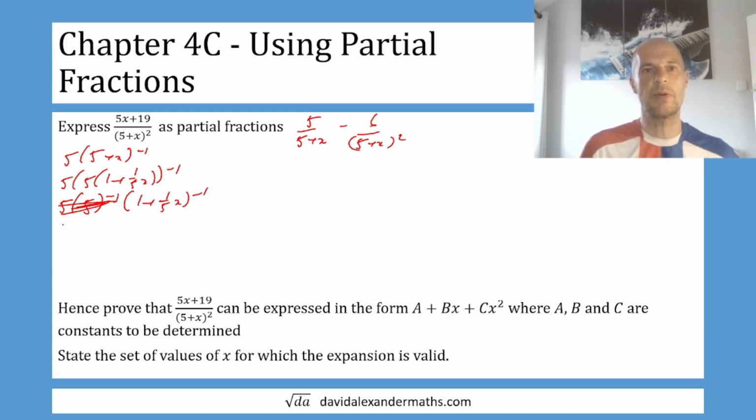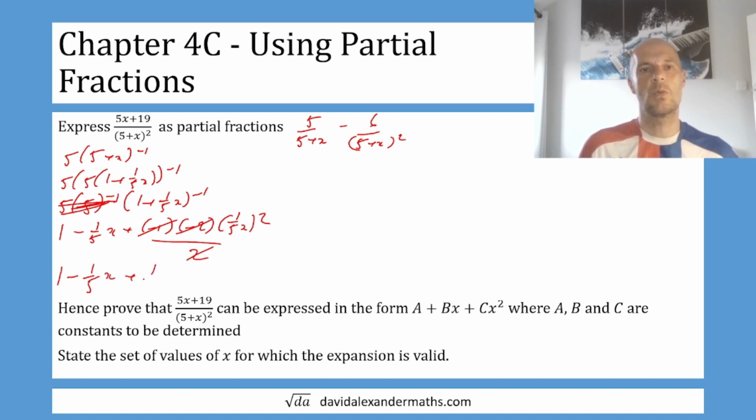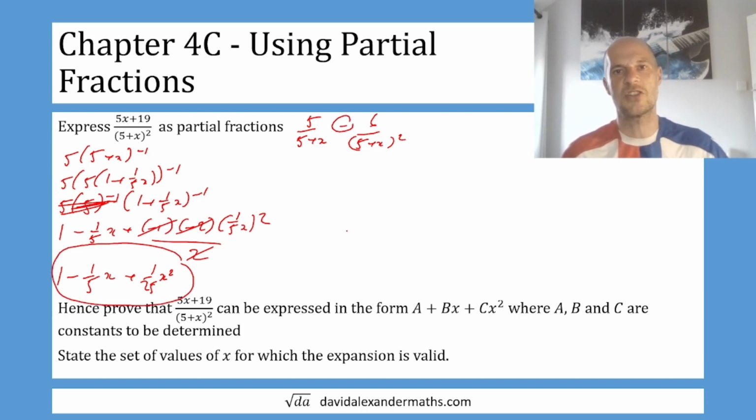So the expansion will be 1 minus 1/5 x plus (minus 1)(minus 2)(1/5 x) all squared over 2, and the negative 1 and the negative 2 cancel with the 2. So we've got 1 minus 1/5 x plus 1 over 25 x squared. So let me just park that there. I'm not going to stress about the subtracting just yet.